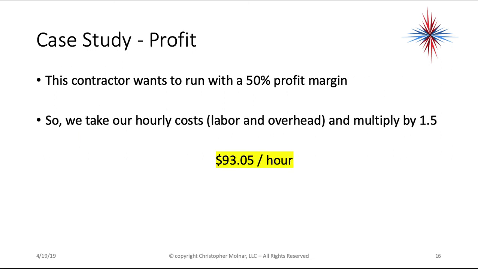Now, the contractor wants to run with a 50% profit margin, so we take our hourly cost, labor and overhead, and multiply by 1.5. This comes up to $93.05 per hour. Okay, we want to remember this number. It's important. So what we have to charge for labor to get a 50% profit margin and meet our goals is about $93.05 per hour.